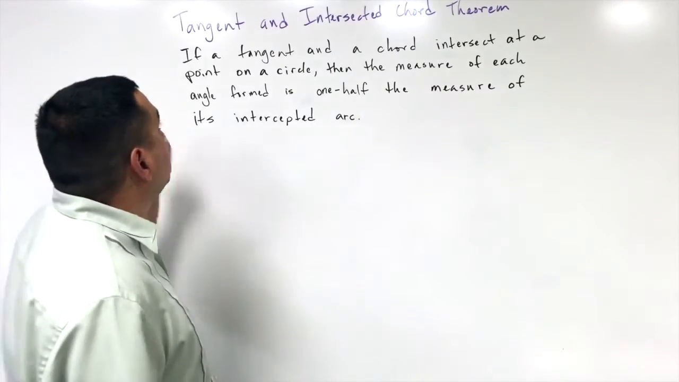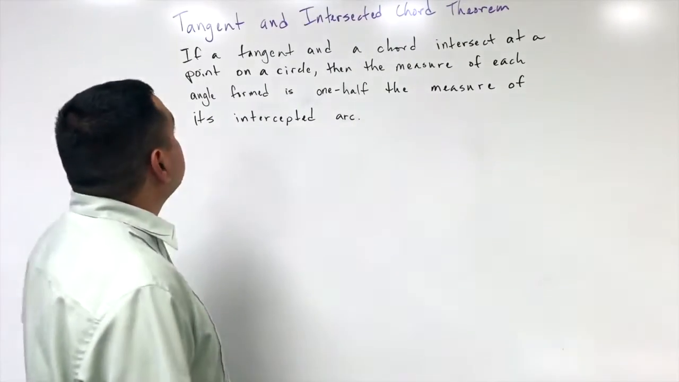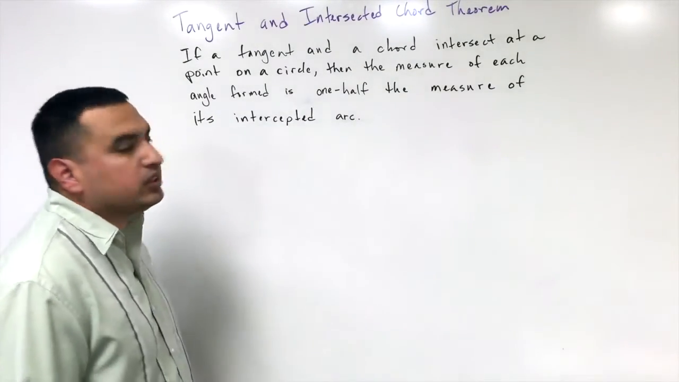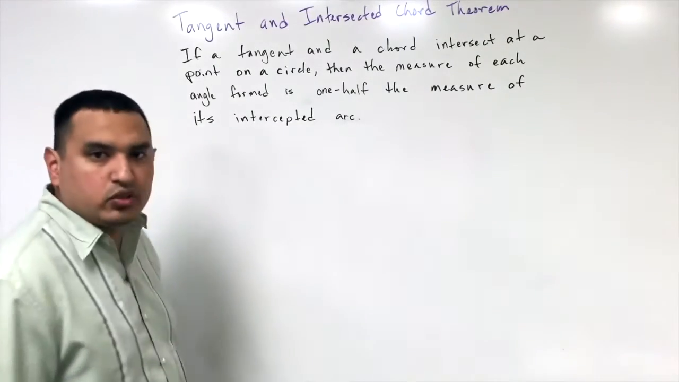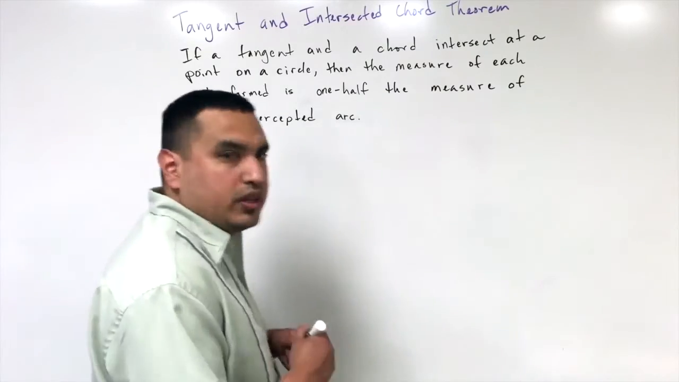We're starting with what's called the tangent and intersected chord theorem. It says if a tangent and a chord intersect at a point on a circle, then the measure of each angle formed is 1/2 the measure of its intercepted arc. So let's draw that real quick.